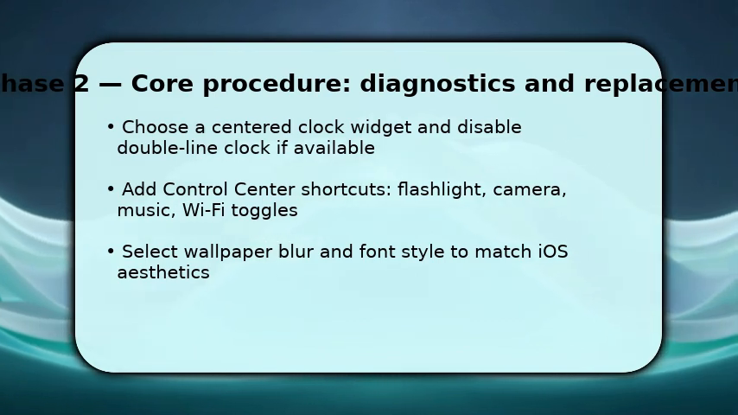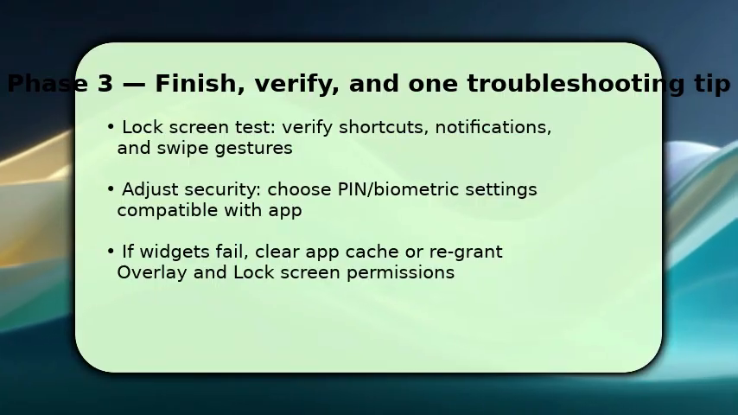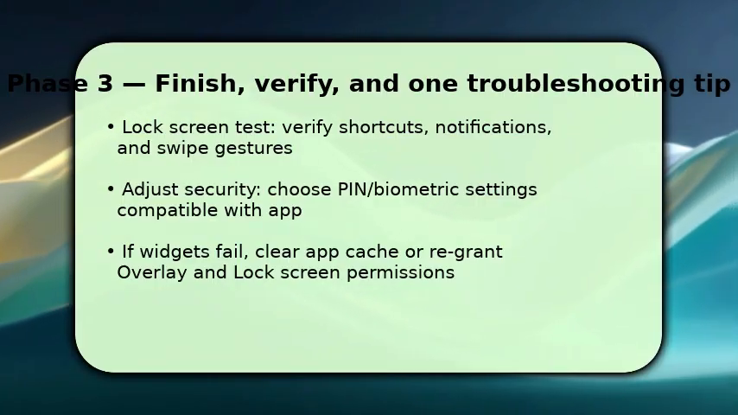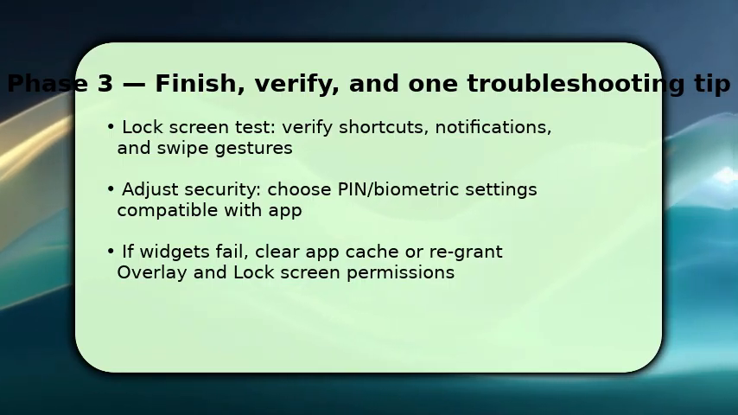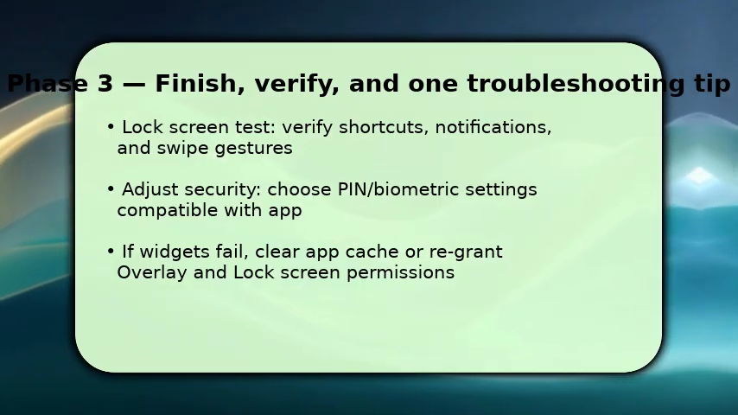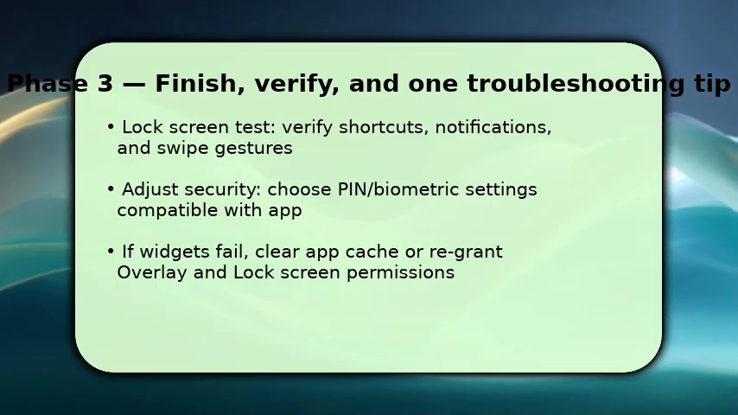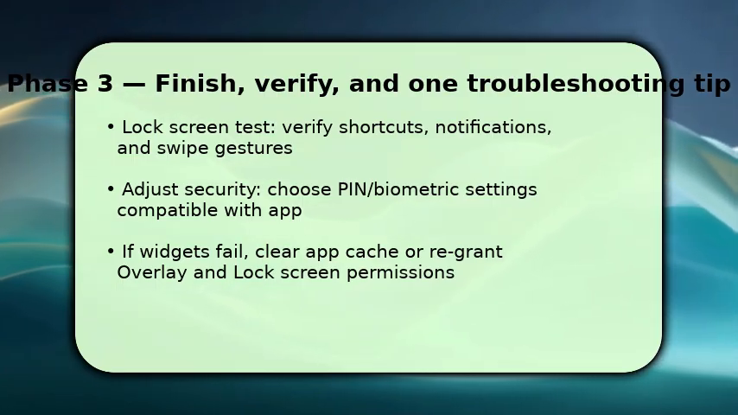Finish by testing the full experience. Lock the phone and try each shortcut, widget interaction, and notification preview. Once done, make sure your chosen security, PIN, pattern, or biometric works with the custom lock app. Some apps require specific settings.